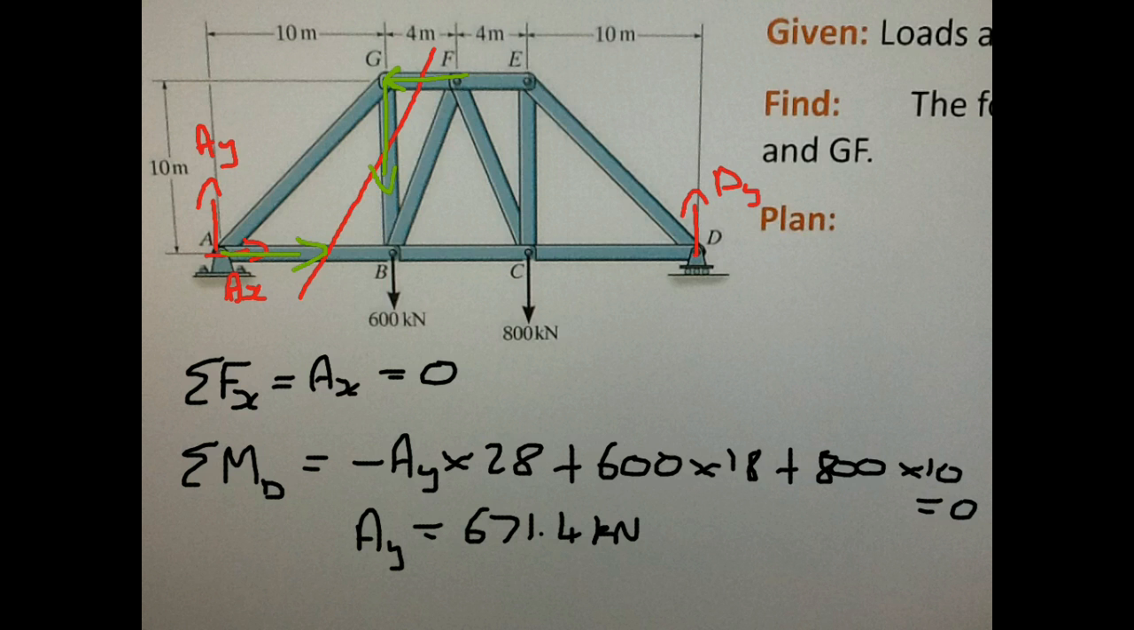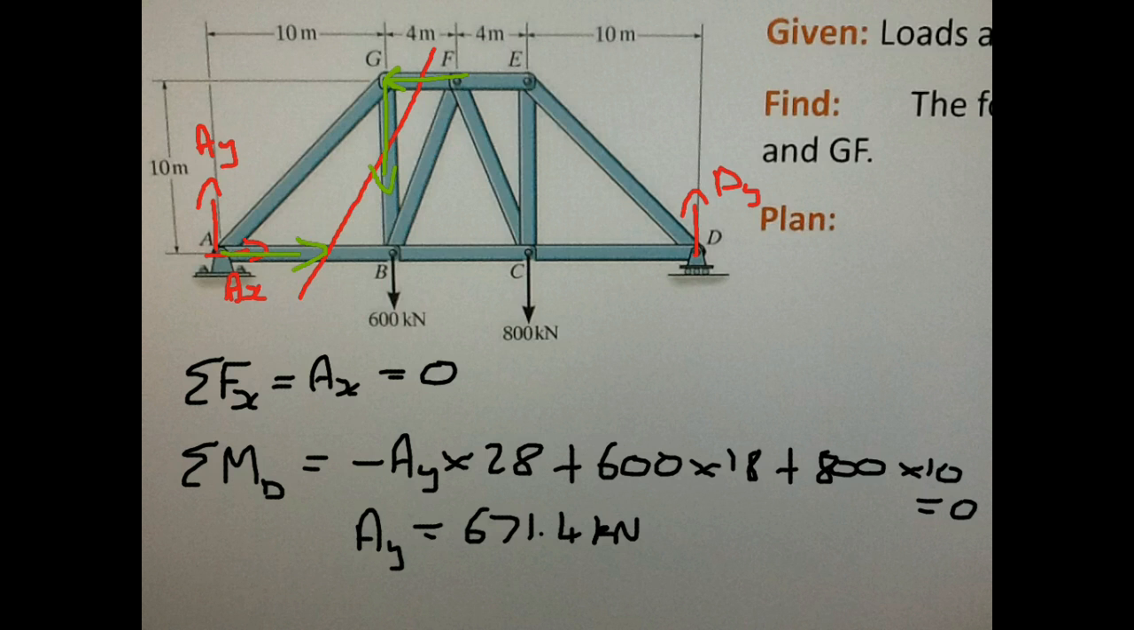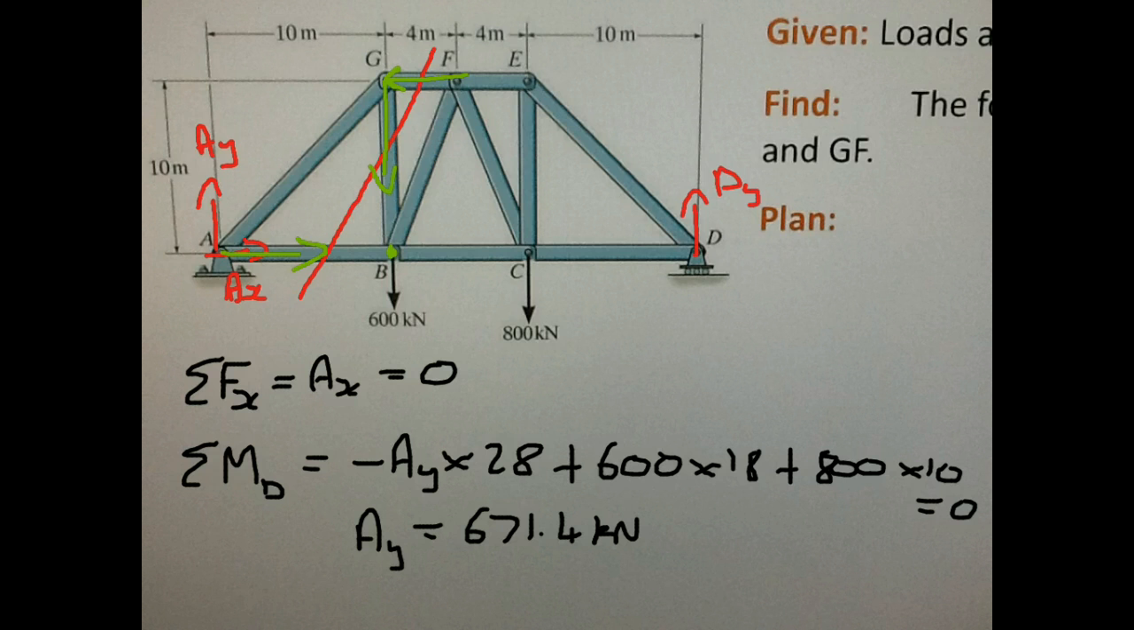So what we'd then do is we'd have moments. The best place to take a moment about, well, two of our forces, FAB and FGB, pass through B, so we can ignore them if we take moments about B to start with. So the sum of our moments about B is going to be minus 671.4, which was our AY, and that's 10 metres from B, which you can see just here.